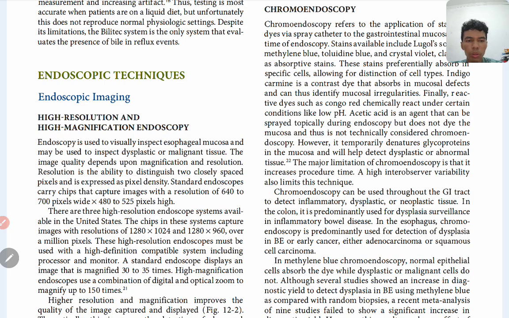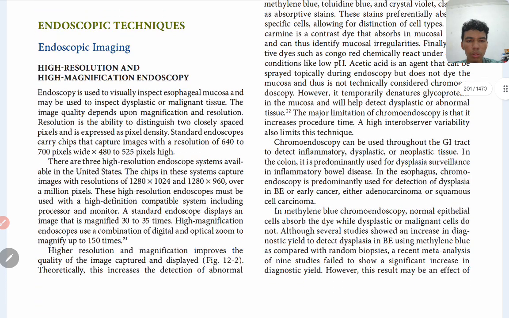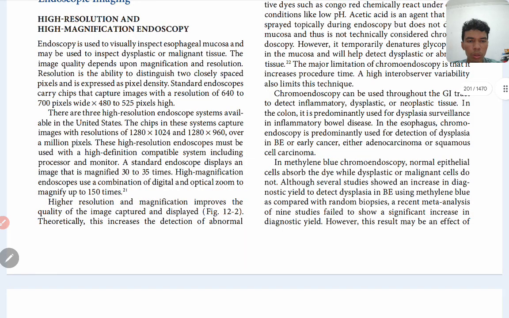Chromoendoscopy can be used throughout the GI tract to detect inflammatory, dysplastic, or neoplastic tissue. In the colon, it is predominantly used for dysplasia surveillance in inflammatory bowel disease. In the esophagus, chromoendoscopy is predominantly used for detection of dysplasia in BE or early cancer, either adenocarcinoma or squamous cell carcinoma. In methylene blue chromoendoscopy, normal epithelial cells absorb the dye while dysplastic or malignant cells do not.